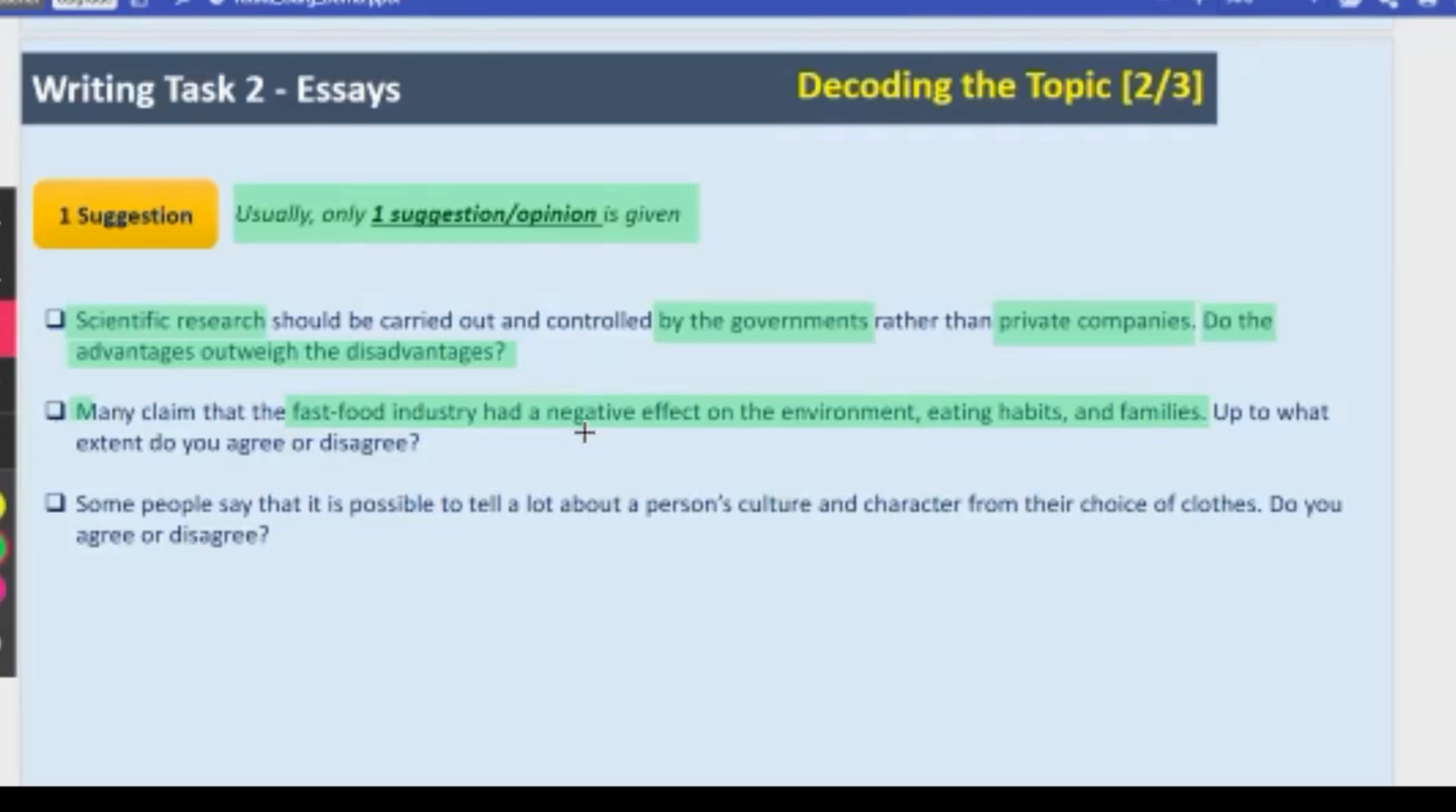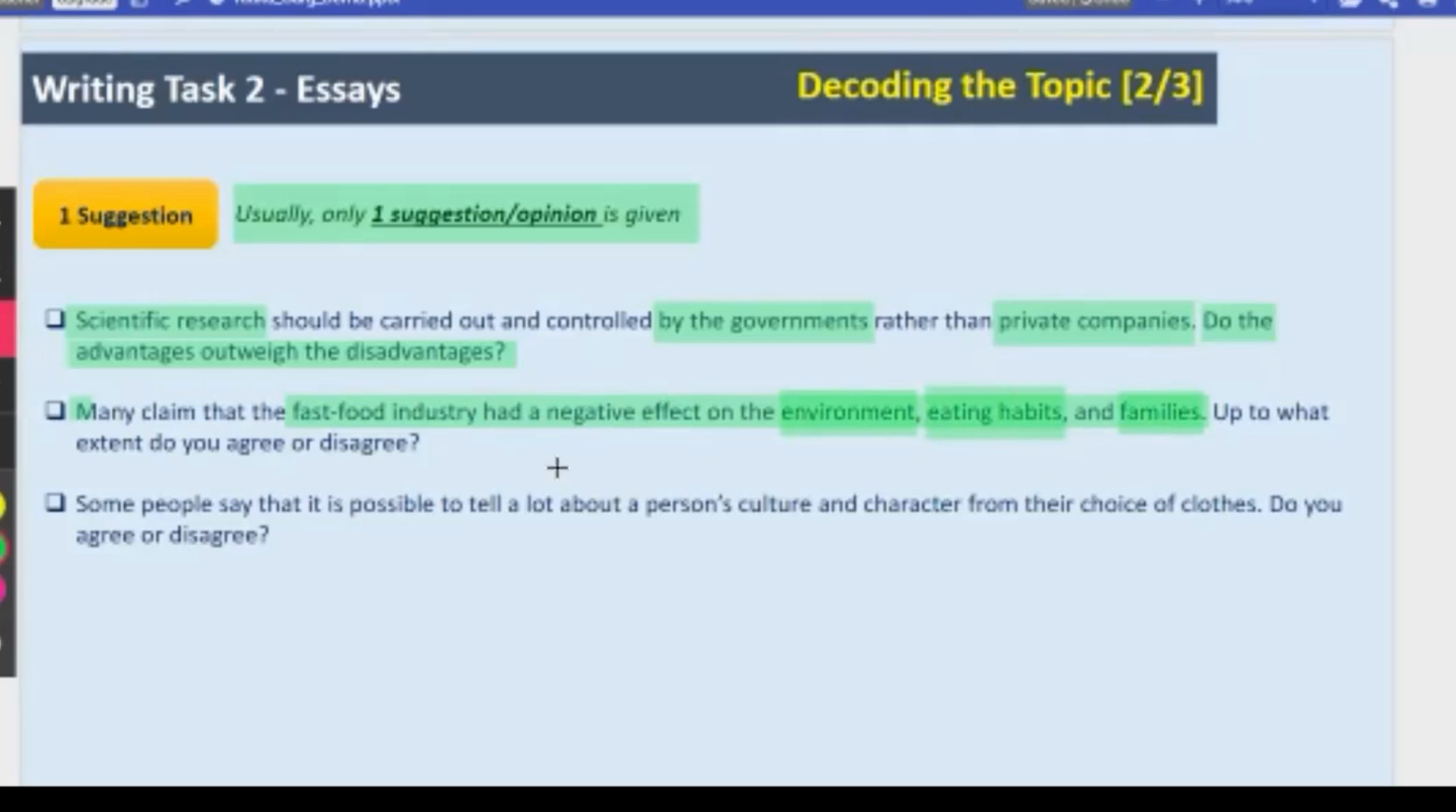And families, because once someone starts eating fast food, it not only creates a hole in their pocket, but also destroys their overall health. So that's why it is against the families also. So that's why they claim it. Now if you agree, you can find out the negative impacts it is leading to on the environment, eating habits and families.